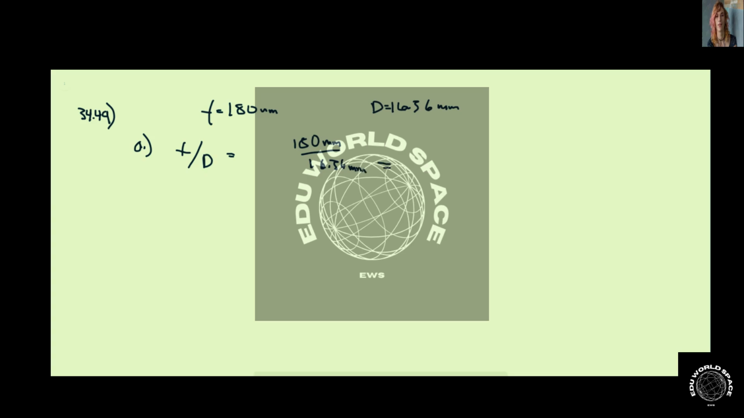And what that becomes is, let's see, 180 divided by 16.36. And that's roughly 11. So this is F11, our F number. Because F numbers are always integers, this is nearly 11. So cool.